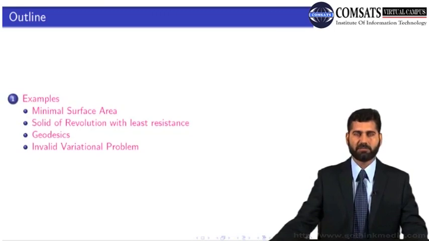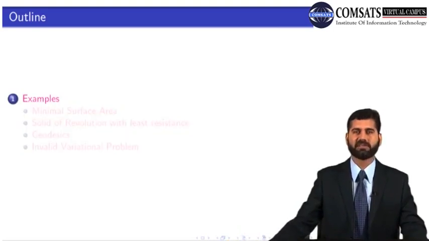So today in particular we will be studying the minimal surface area problem, solid of revolution with least resistance problem, geodesics on the surfaces, and invalid variational problems. Alright, so these will be the four main examples which we will be studying today, and then that will be it for our course. And so let's start today's lecture with the examples.